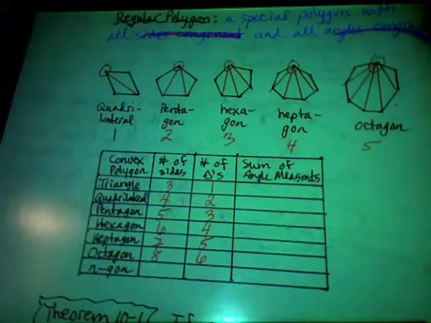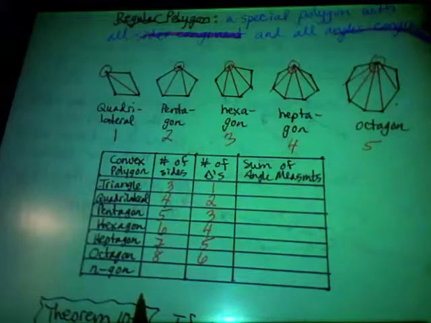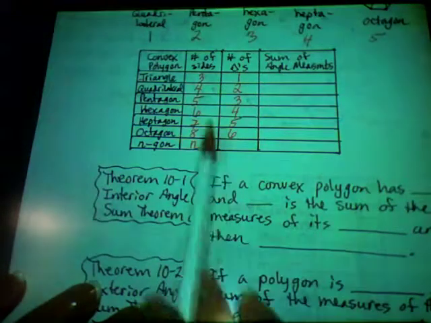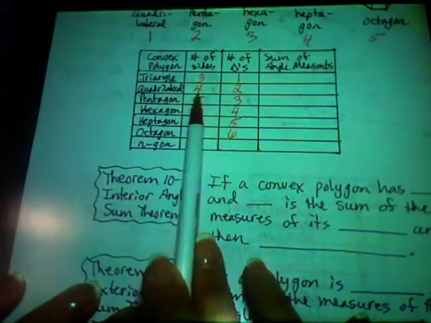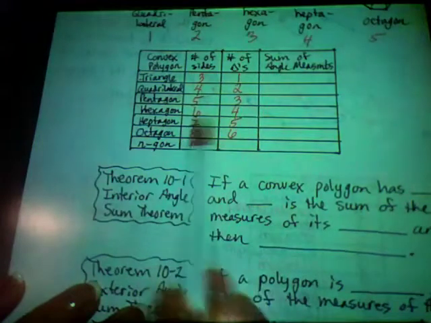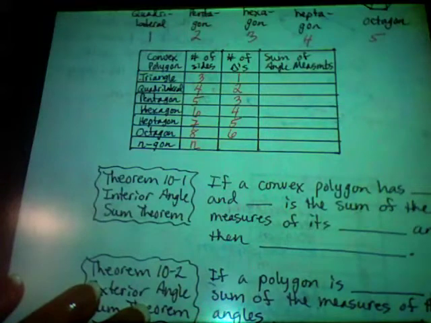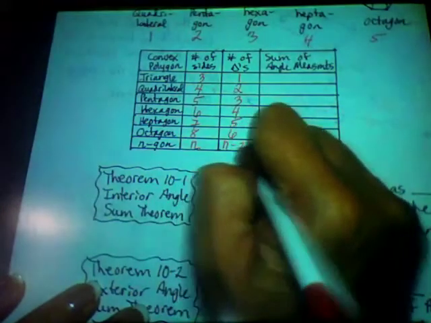So let's go and try to find the sum of my angle measurements. Now we have down here at the bottom an n-gon, right? So that means that the number of sides of an n-gon is n, right? Now let's try to figure out the number of triangles. So from 3 to 1, 4 to 2, 5 to 3, 6 to 4, 7 to 5, 8 to 6. It's always minus 2, right?